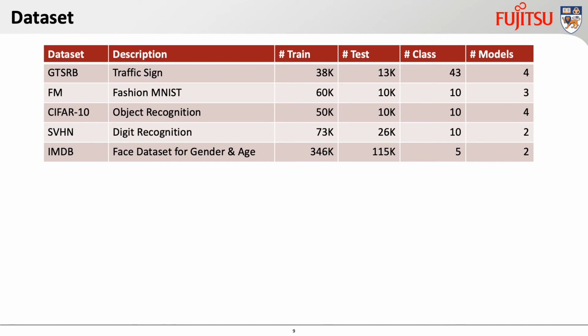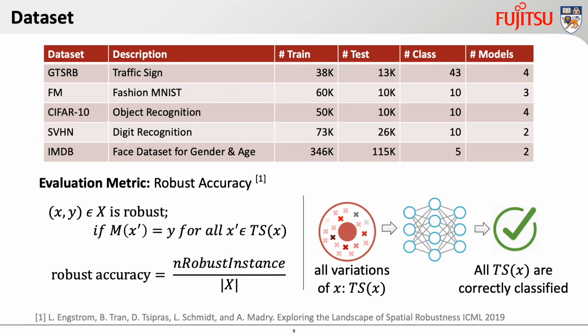We implemented our idea in a tool called Sensei and evaluated it on 5 widely used image datasets and 15 existing models. We evaluate the robustness using robust accuracy. Basically, a data point is regarded to be robust if all its realistic variations are correctly classified. Under this setting, the robust accuracy measures the percentage of robust data points.